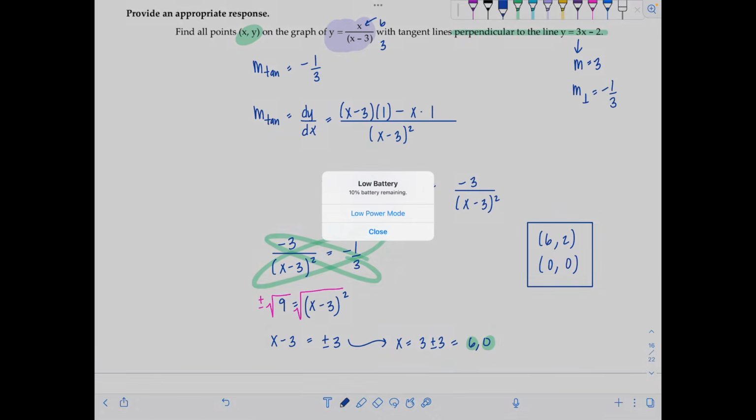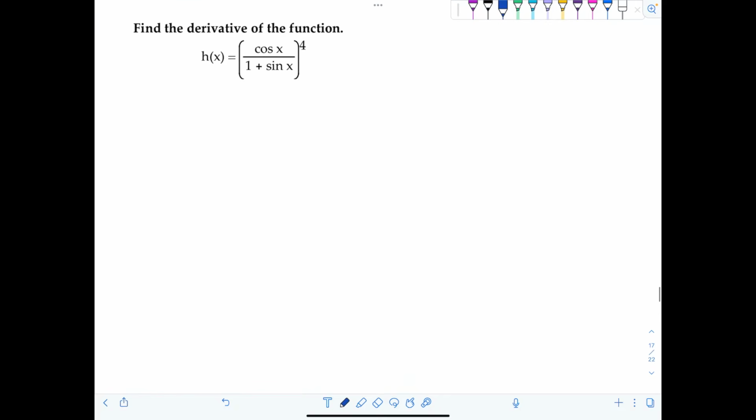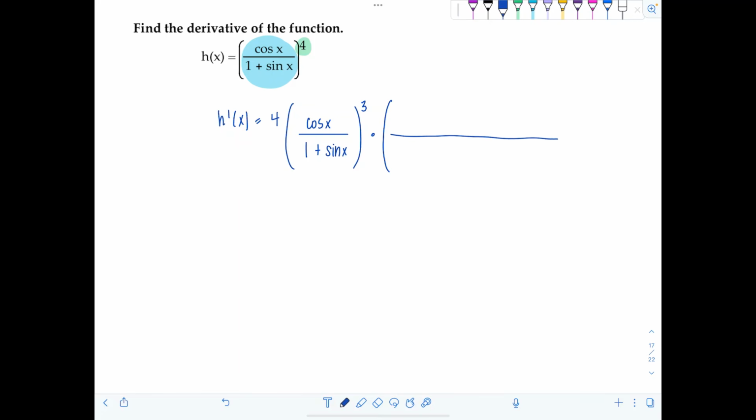Beautiful. Okay, I told you I got some spicier derivatives for you. Running low on power, so we might have to call it after this. Okay, find the derivative of the function. I'm going to use the chain rule. Okay, so h prime of x is equal to, bring the exponent down in front, subtract 1, leave what's inside alone. Then I'm going to multiply by the derivative of what's inside. In order to do that, I need to use the quotient rule. So here we go. Why don't you pause the video, give it a try.